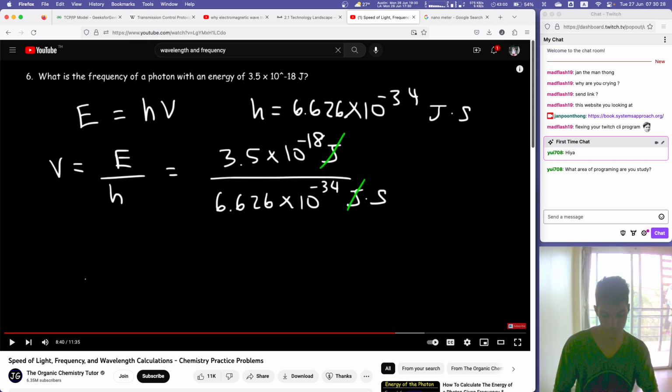What area? Computer network. Basically, my major, my field of study is computer science, but I'm currently taking a computer network course, so I'm just learning it right now.